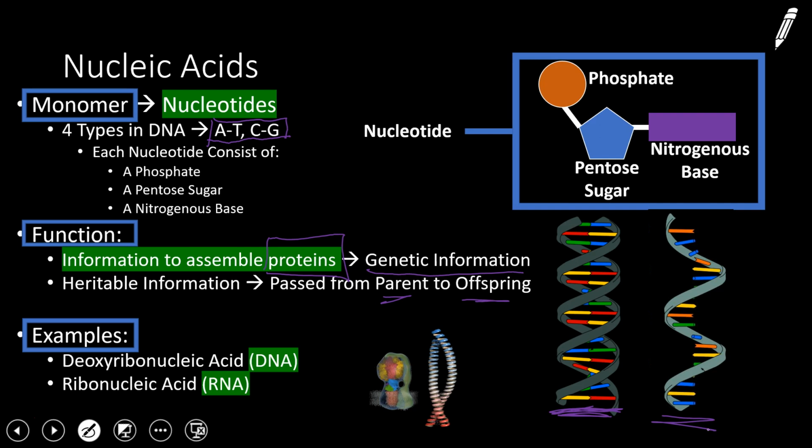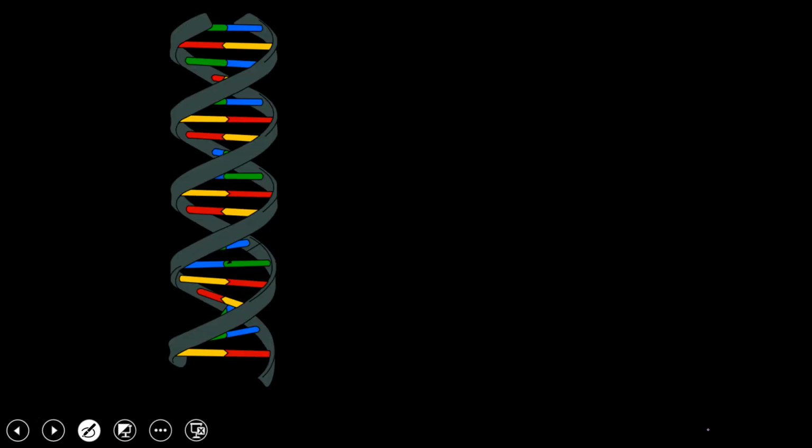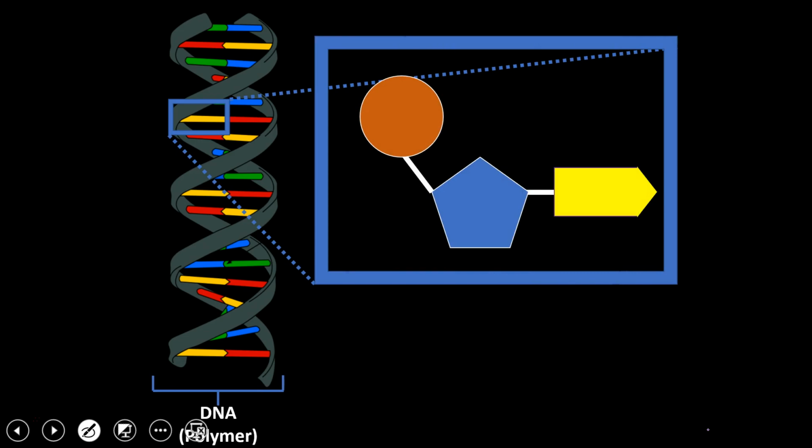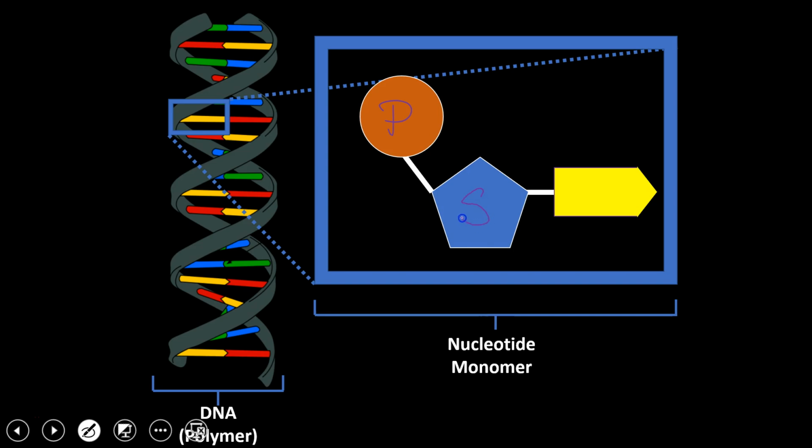So let me show you how this is a monomer. This is our macromolecule. This is our DNA. If we were to look at one of these little sections right here, take one little section, it would be made out of the monomer of nucleotides, okay? And each nucleotide has three parts: a phosphate, a pentose sugar, and a base, okay?